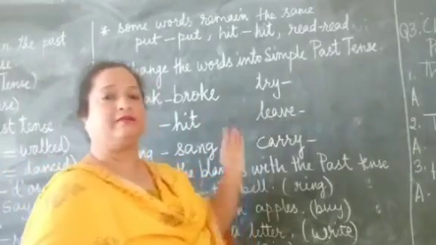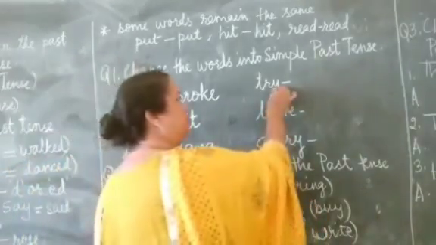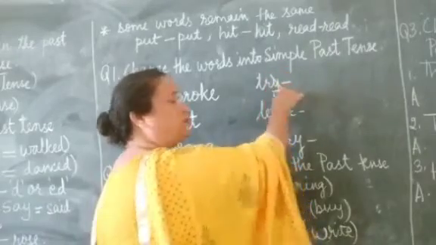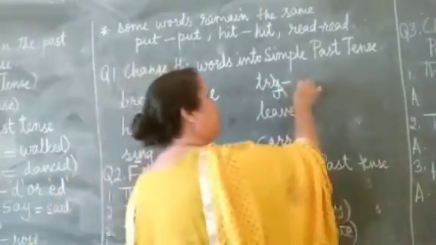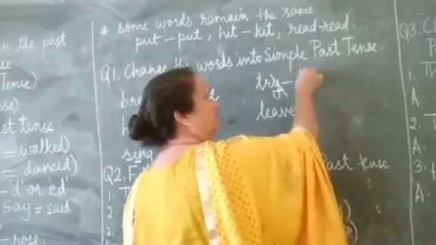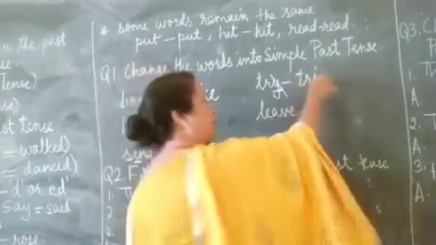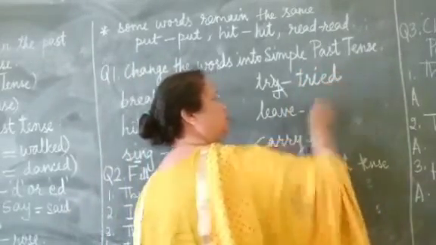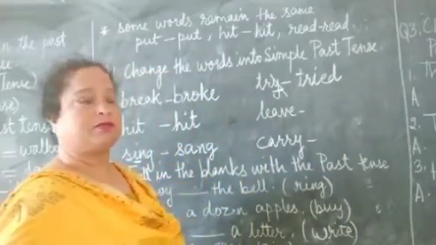Likewise, over here we have try. This word ends with a Y. So we remove the Y and we write I instead of the Y. And then we add ED to it. And then we have the word tried.